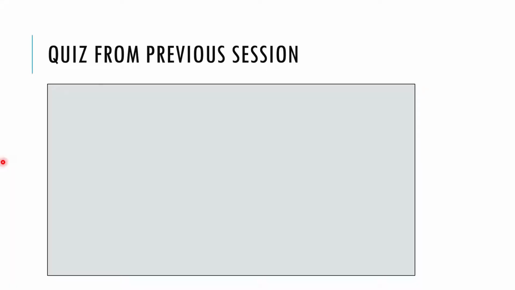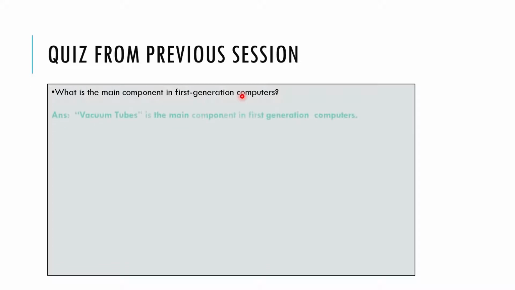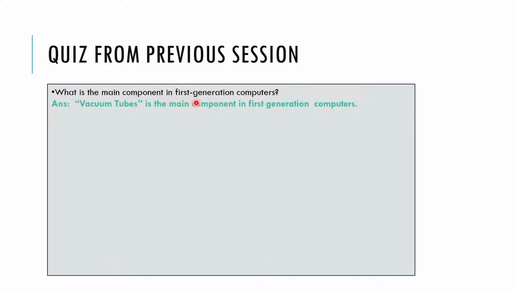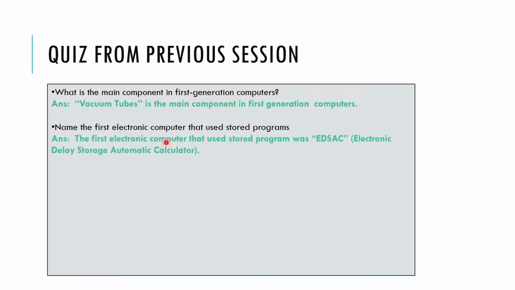So the first question which we raised in the previous session was, what is the main component in the first generation computers? And the answer is, vacuum tubes is the main component in the first generation computers. The second one, name the first electronic computer that used stored programs. And the answer is, the first electronic computer that used stored program was EDSAC, Electronic Delay Storage Automatic Calculator.